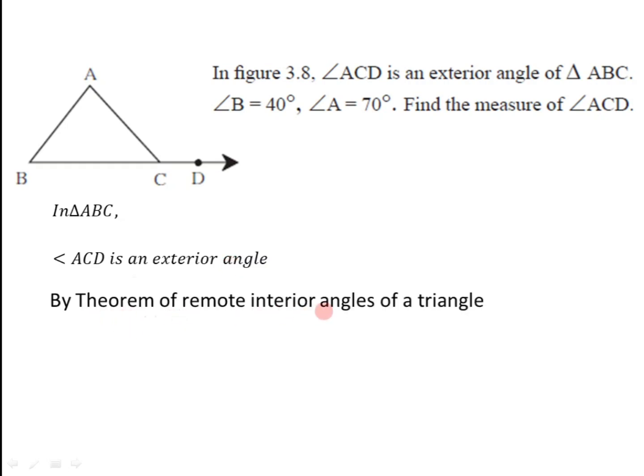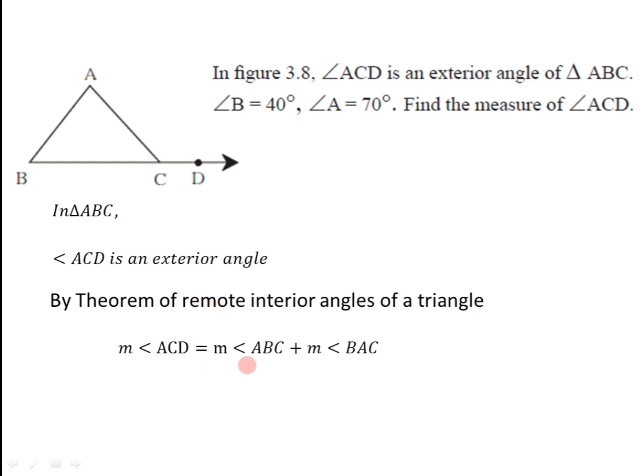By the theorem of remote interior angles of a triangle, the measure of this exterior angle must be equal to the sum of its remote interior angles. That is, the measure of angle ACD is equal to the measure of angle ABC plus the measure of angle BAC, as angle ABC and angle BAC are the remote interior angles of angle ACD. That's why by this theorem we can write this statement.